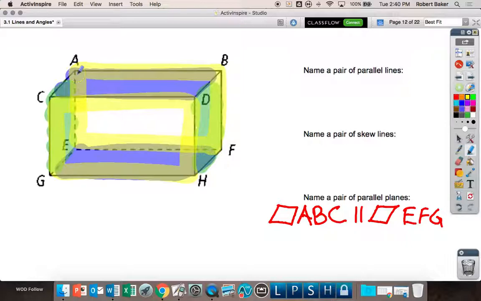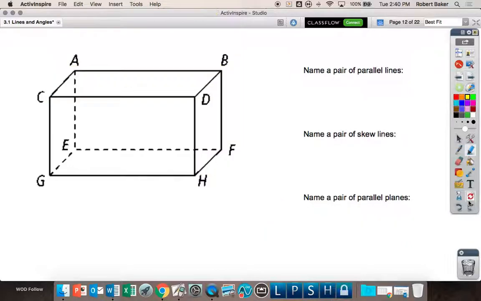Now, here's the one that could be kind of weird. So I'm going to color the back of the box. There'll be a little white spot just to make somebody mad. Now, all the lines that are parallel to the yellow plane. Tell me a line that is parallel to the yellow plane.